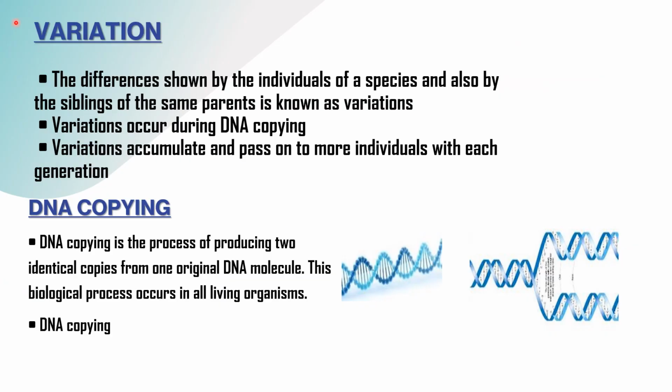So variation is nothing but the differences shown by individuals, also by the siblings of the same parents. This is the variations. This occurs during DNA copying. DNA copying is the process of producing two identical copies from one original DNA molecule. This biological process occurs in every living organism. So we'll move on to the next.